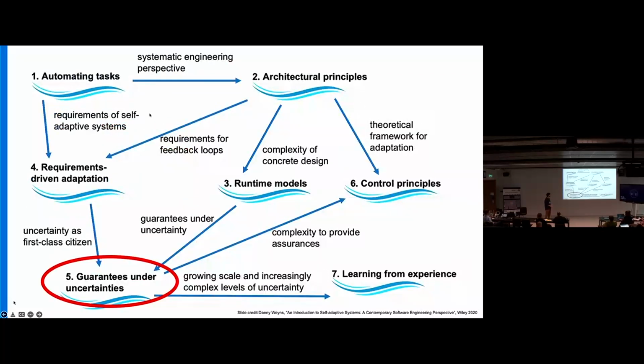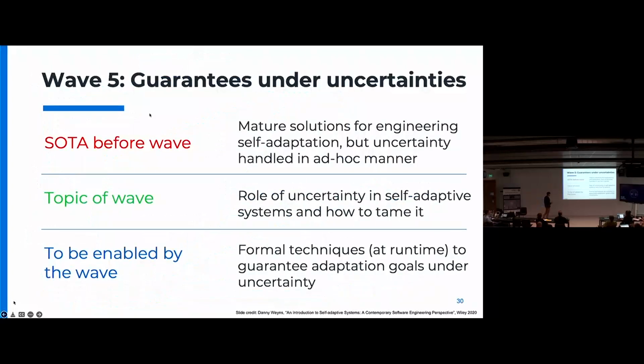Good. Maybe this one you will enjoy more: guarantees under uncertainties. What happened here is that we had some mature solutions for engineering self-adaptation, but uncertainty was handled in an ad hoc manner, as I said before.